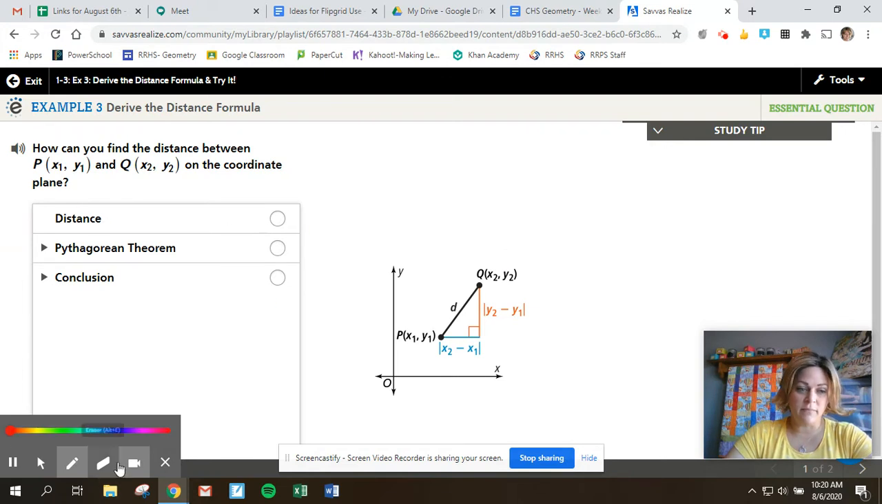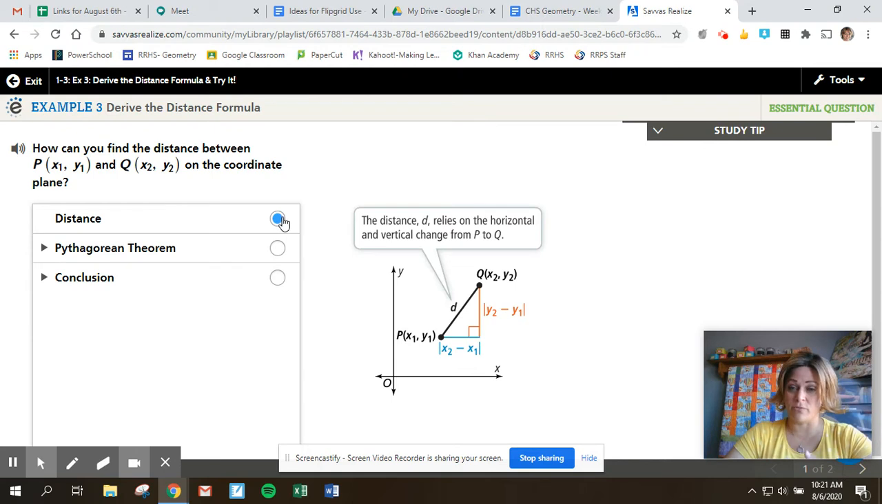So if I click right here on the distance, because this is an example, it's going to walk it through with you. It says the distance, d, relies on the horizontal and vertical changes. So basically, what's the difference between these 2 points? But to be able to do that, you can't count on a graph at an angle. You can count perfectly horizontal and perfectly vertical, but anytime there's any kind of slant or slope, you cannot count that. So you have to calculate it.